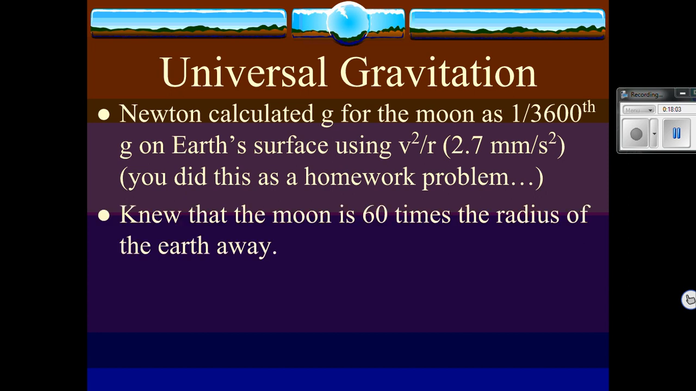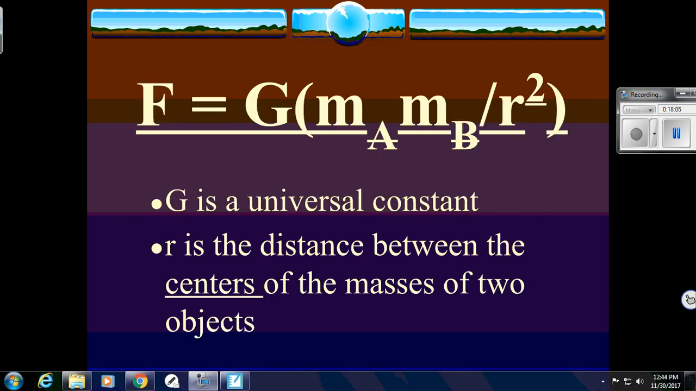Okay? So with this observation of the moon in circular motion and the apple, here's what he came up with. Make sure you have this written down. This is Newton's law of universal gravitation. And here's what it lets you do. It lets you calculate the strength of the force of gravity, how strong gravity is between any two masses anywhere in the universe. Big G is the universal gravitational constant. M is the mass of each of the masses, mass A and mass B. And R is the distance between the centers of the two masses.